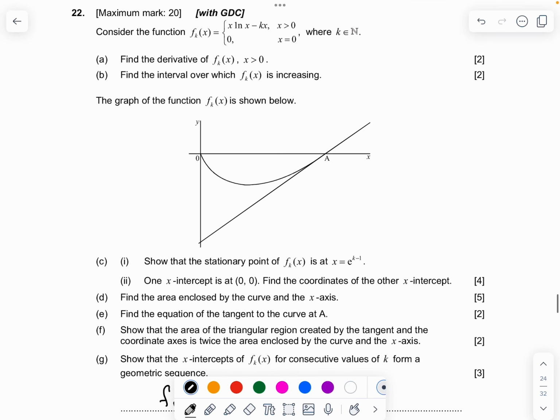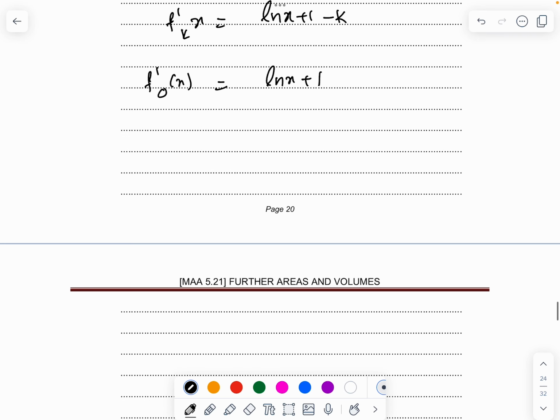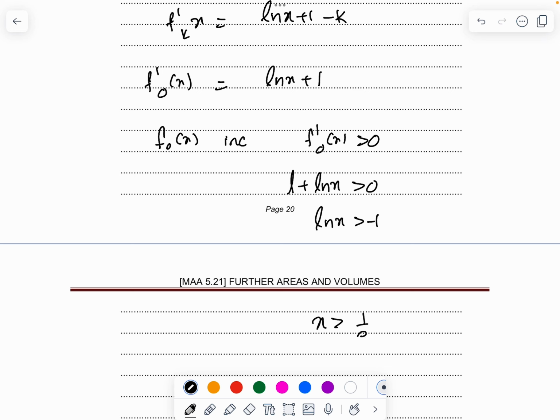Now find the interval for which f(x) is increasing. If f(x) is increasing, it means f'(x) is greater than 0, meaning 1 plus ln x is greater than 0. So ln x is greater than negative 1, so x is greater than 1 upon e.